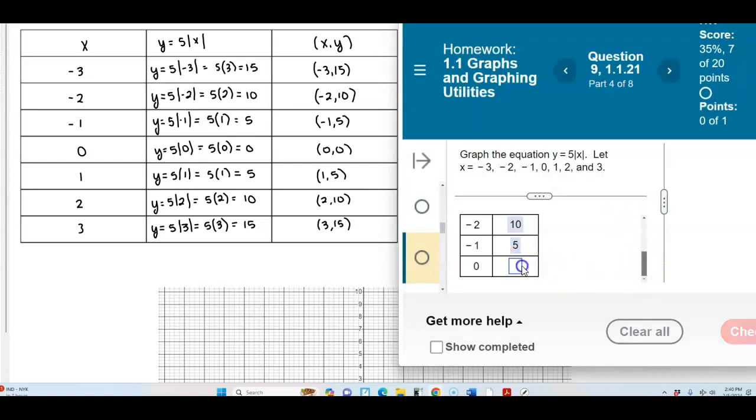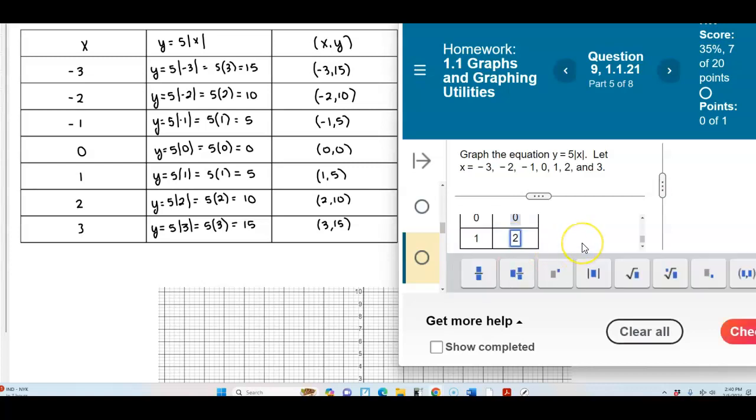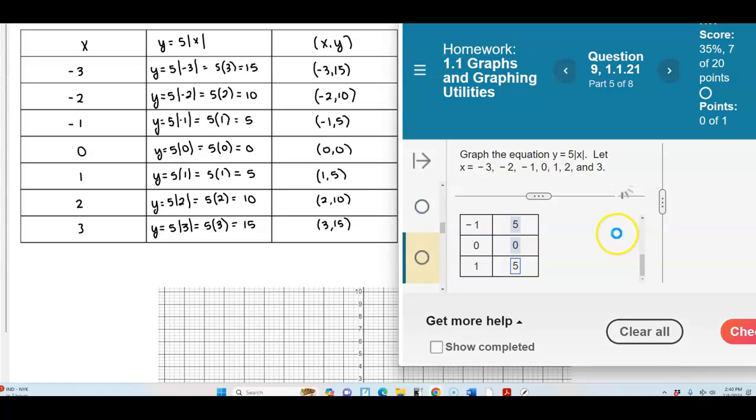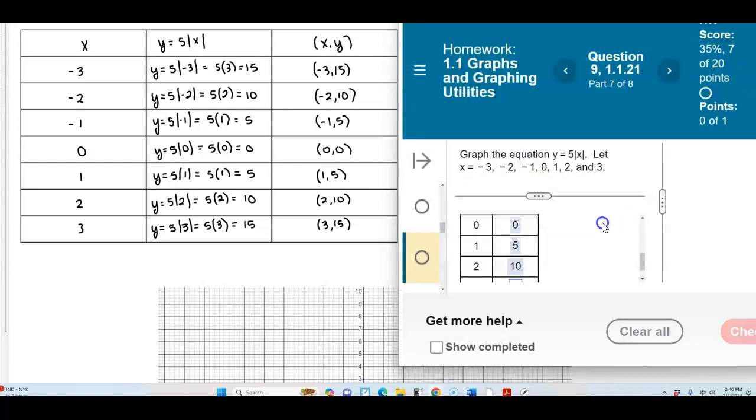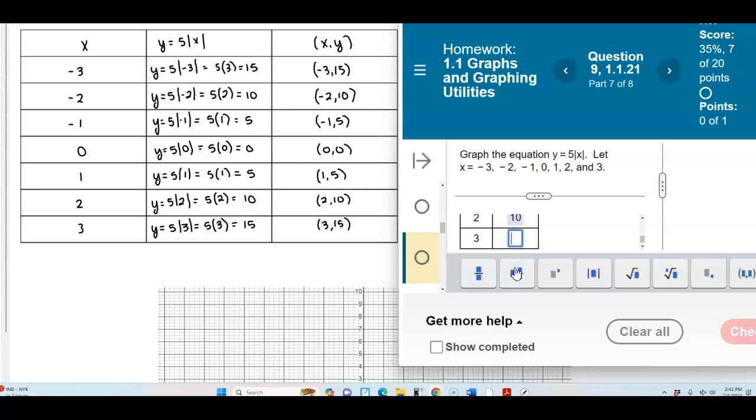And then we plugged in 0 and then we got 0. We plugged in 1 and we end up getting 5. Plugged in the value of 2 and then we got 10. And we plugged in the value of 3 and we got 15 for our output.